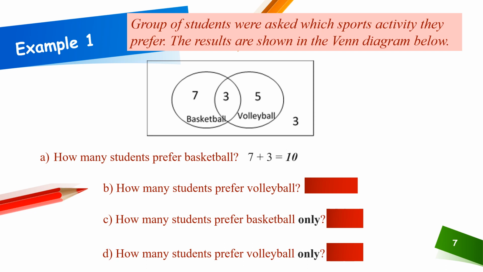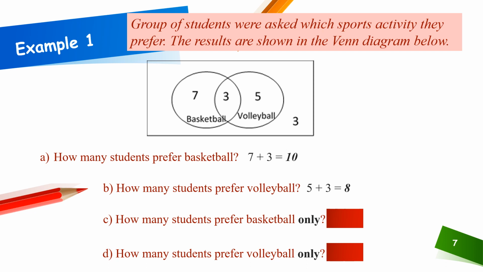Question number 2. How many students prefer volleyball? Pagsamahin naman natin ang mga numbers na nasa loob ng set V or set volleyball. 5 plus 3 is equal to 8. There are 8 students who prefer volleyball.